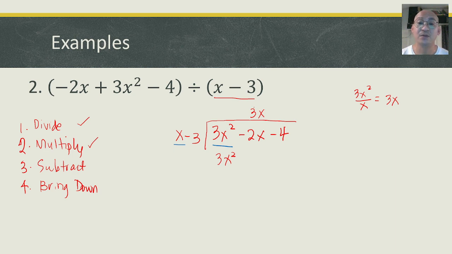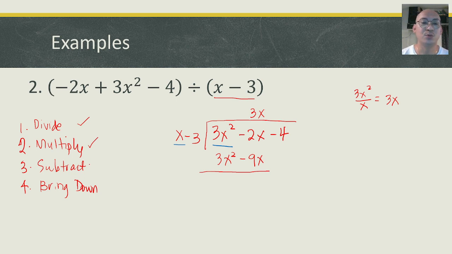And then we will multiply the 3x into the terms of the divisor. So aside from x, we also multiply it to negative 3. So 3x times negative 3 is negative 9x. Take note, we divide only the first terms, but when we multiply, we multiply all of the terms of the divisor.